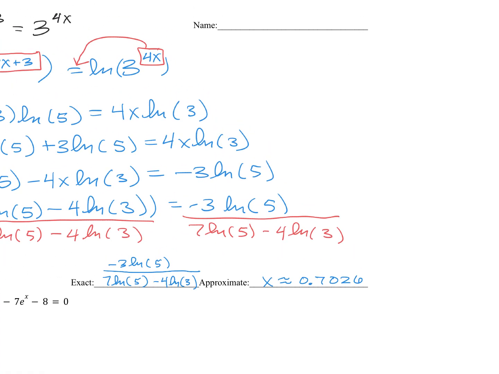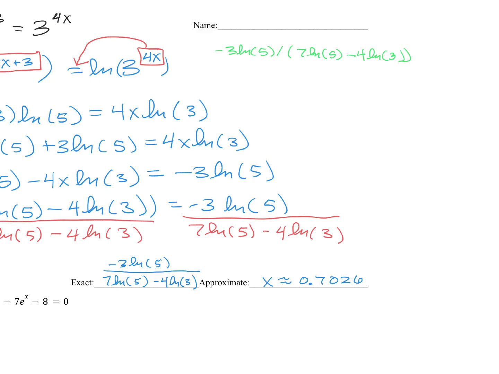It would be, now do this in a different color, negative 3 ln 5 divided by parentheses 7 ln 5 minus 4 ln 3. And again, you'd put that into your scientific calculator and have it give you a decimal answer.